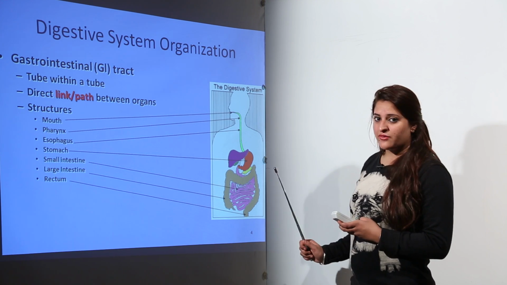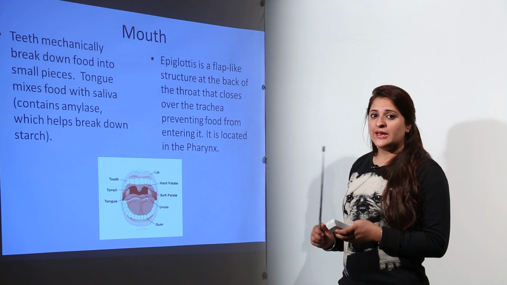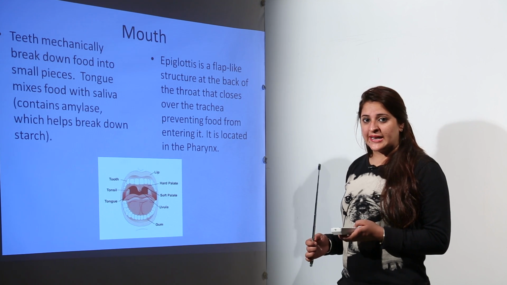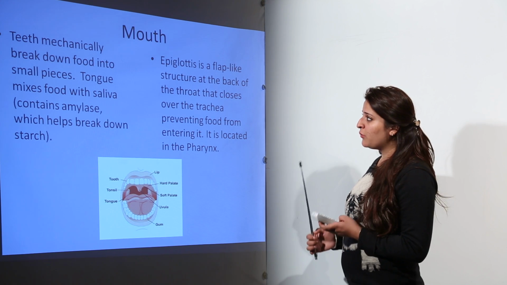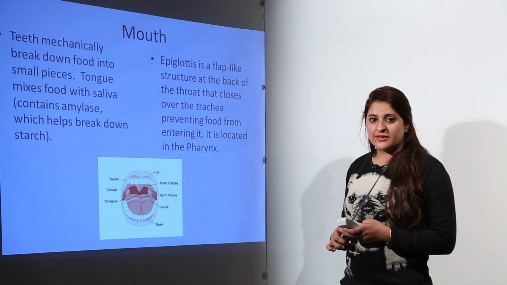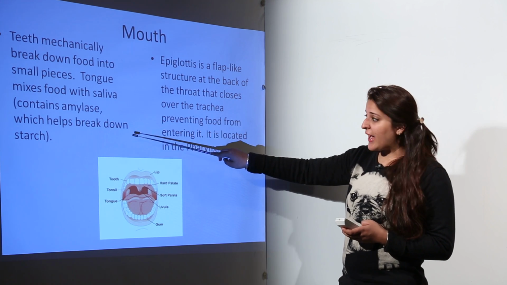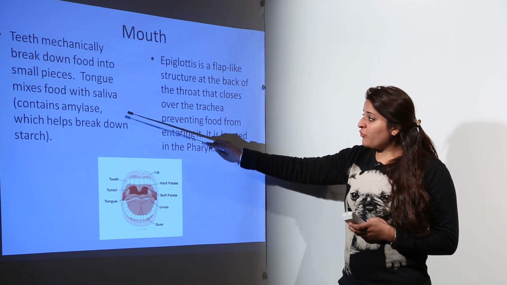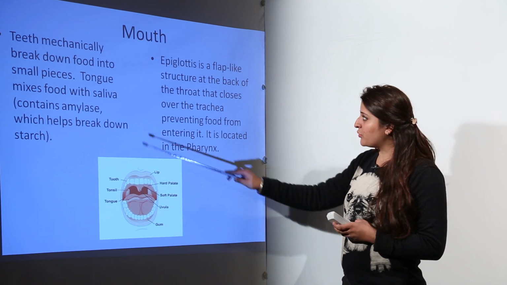Let us discuss each and every structure. The first structure is the mouth. What happens in the mouth? The teeth act mechanically, which I have told includes chewing, mixing or mashing, grinding, tearing. These are the various physical or mechanical methods which occur by teeth, and teeth mechanically break down this food into very small pieces. Later on, the tongue mixes this food with the saliva. Now what happens when the tongue mixes the food with saliva? There are various enzymes which act, such as amylase, one of those enzymes which helps in the breakdown of starch. So various enzymes are present in the saliva that help in further breaking down food.